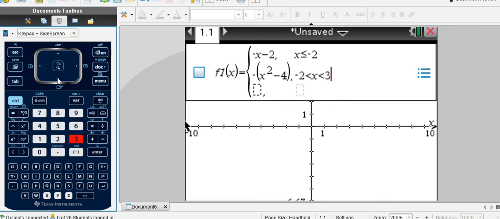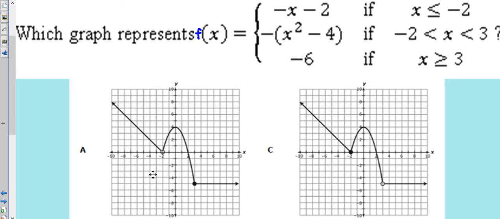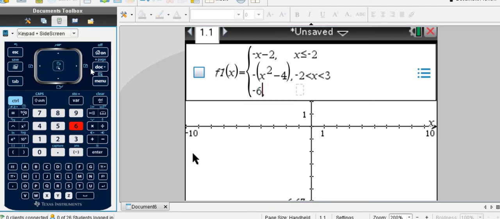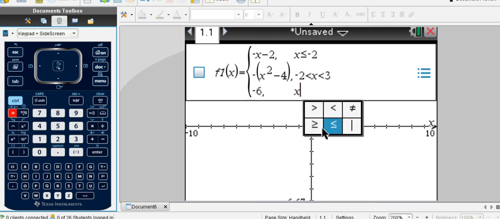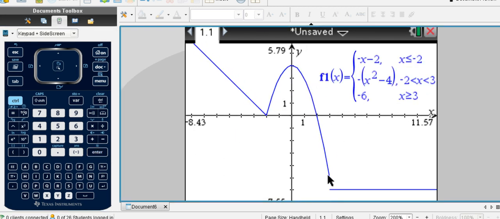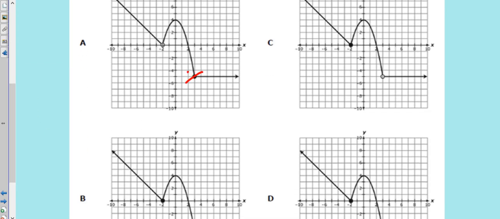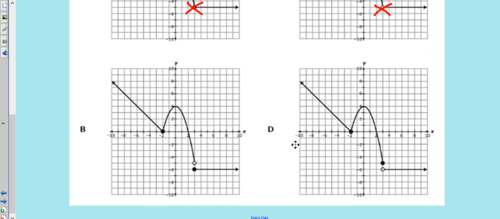So I'm typing in the equation exactly as it appears in the test. And now the next value was negative 6 when x is greater than or equal to 3. I press enter, and there's my picture. And as you can see, there is a gap in between these 2 pieces. So I come over here to my pictures, and I know I can eliminate this one because that gap is not present, and this one. So it must be one of these 2 pictures.